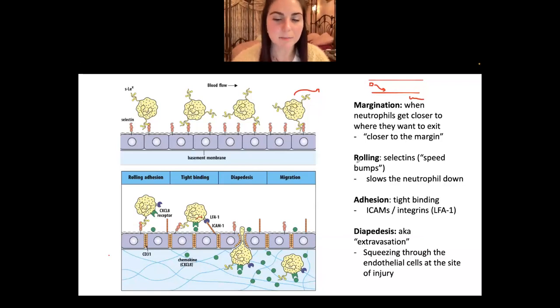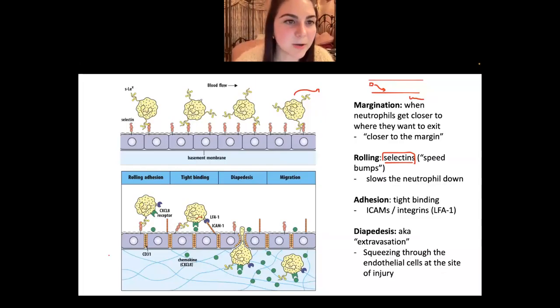Then we have rolling. And remember I talked about these speed bumps that are happening. They can roll on CAMs, but there are also what are called selectins. They're the exact same idea as CAMs, they just slow down the neutrophil. We're going to talk about an immunodeficiency, actually, where neutrophils lack a selectin. If they lack a selectin, you can imagine neutrophils can't leave the area, and these patients are going to have recurrent infections over and over. That's why I mentioned the selectins, because it's going to come up later with an immunodeficiency.